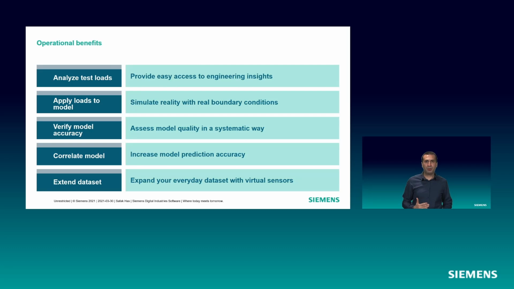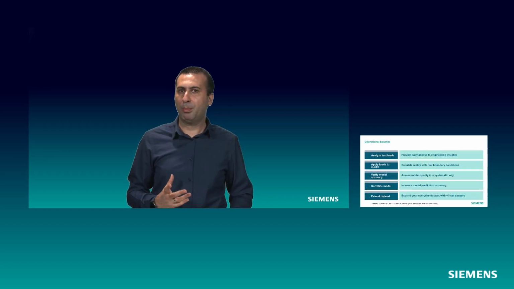Let me summarize all of this in 5 different chapters. We started with analyzing the test loads. We identified the most damaging testing condition for us. The Simcenter Testlab software gave us easy access to engineering insight by using some durability analysis methods. Then under chapter number 2, applying loads to the model, we imported the MSIM system simulation model into the testing software, and we applied the wheel forces as an input to my simulation model. And under chapter number 3, we verified the model accuracy by comparing simulated results with the test results.